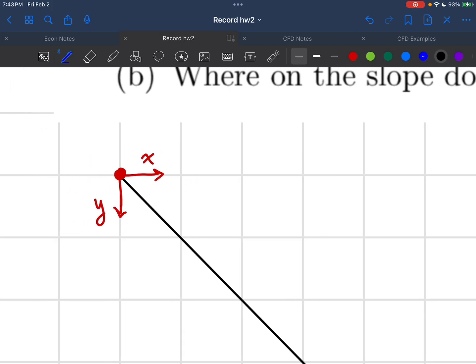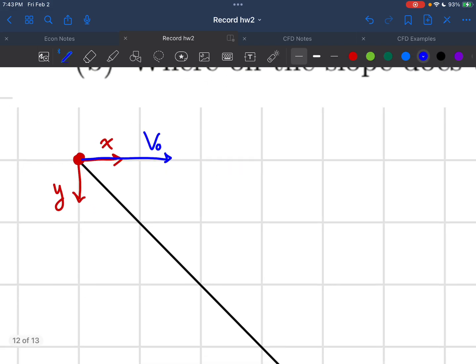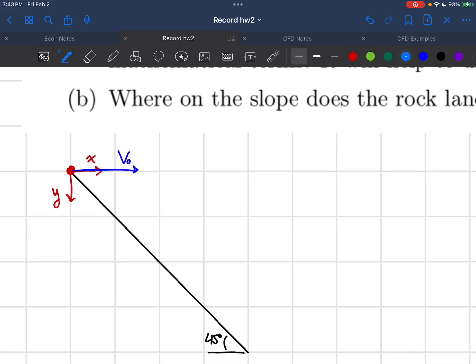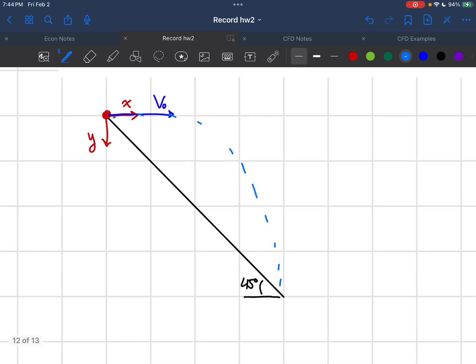I also know that my velocity is horizontal. Right? I kick the rock off horizontally, which means that my v0 is going straight to the right. And that might give me a trajectory that looks something like that. I'm not very good at drawing parabolas today, apparently. Right? So it lands back on the slope at some point. Let's say that it lands here.